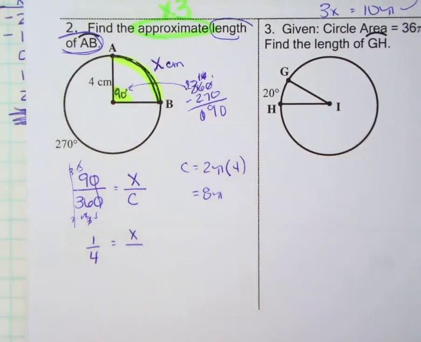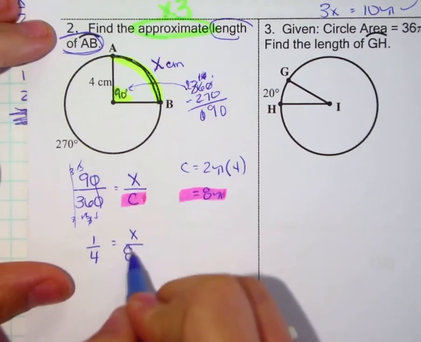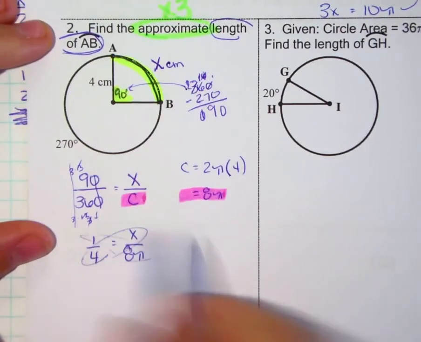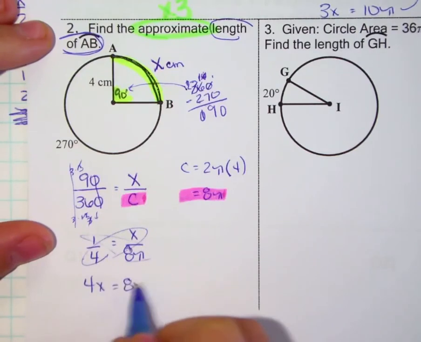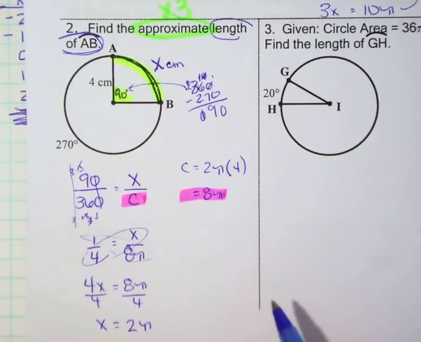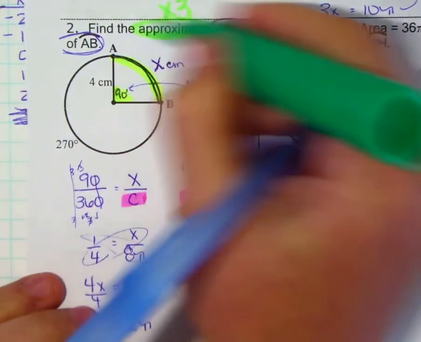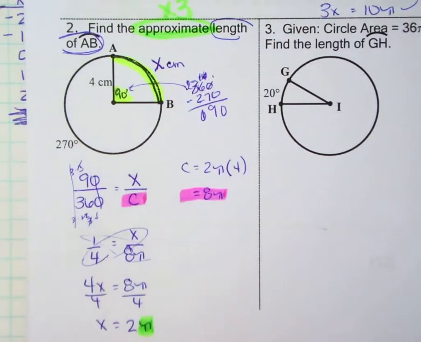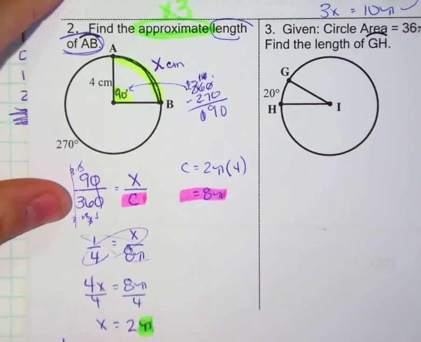So that's 8 pi. That goes in for the circumference, which is 8 pi. Then we cross multiply. 4x equals 8 pi. Divide by 4. X equals 8 divided by 4, which is 2 pi. But remember, we want the approximate, so we're going to multiply 2 by 3. So the length of arc AB is approximately 2 times 3. It's approximately 6 centimeters.